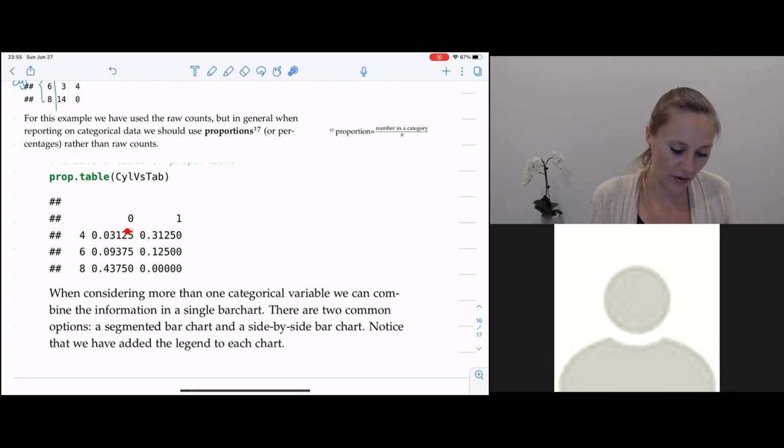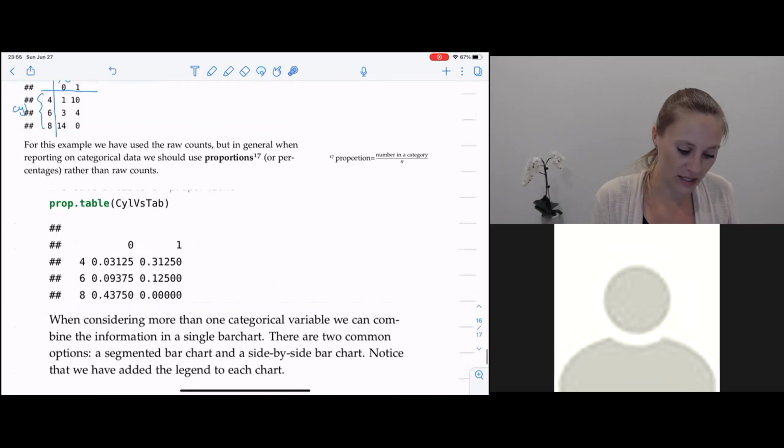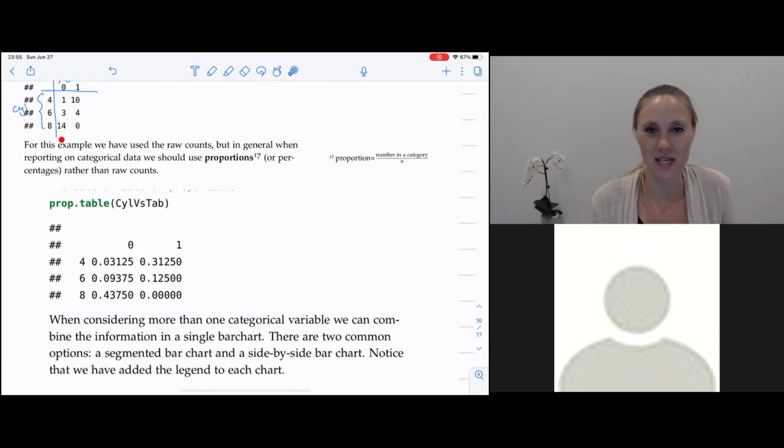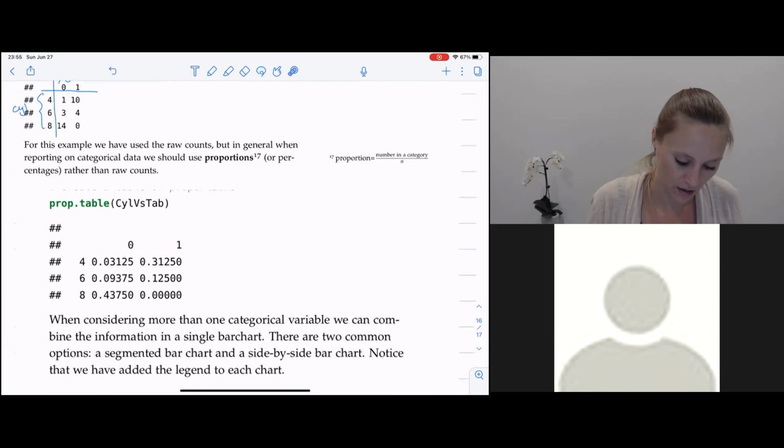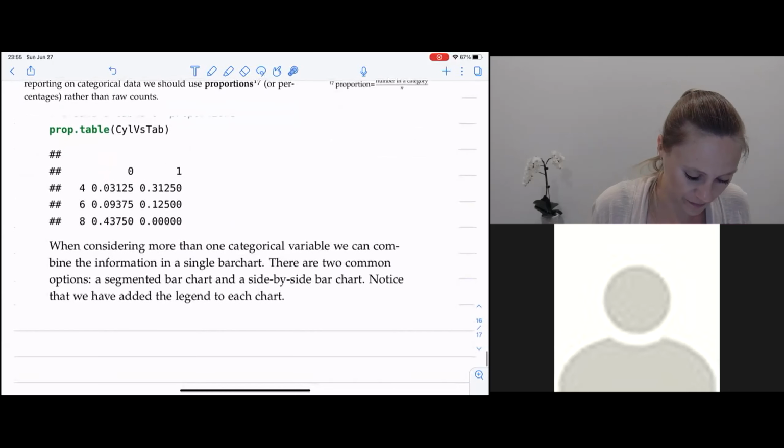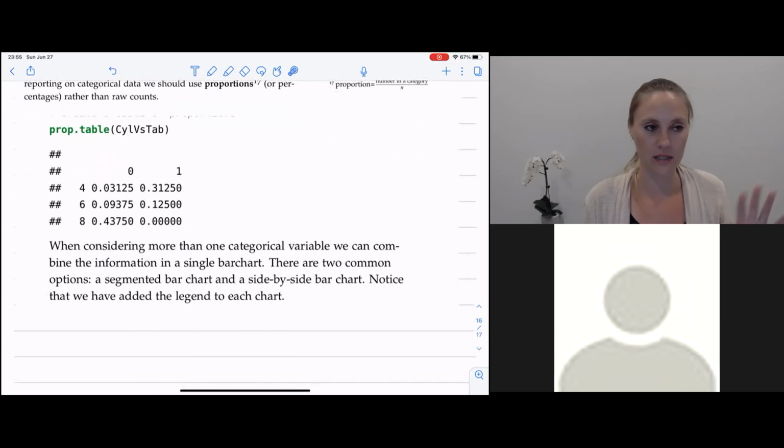And so now, right, now we can see 14 as a count. Well, it's way more valuable to know that 43.75% of cars that have 8 cylinders have a V-shaped engine, whereas 0% that are 8 cylinders have a straight engine. So that's just something to keep in mind.